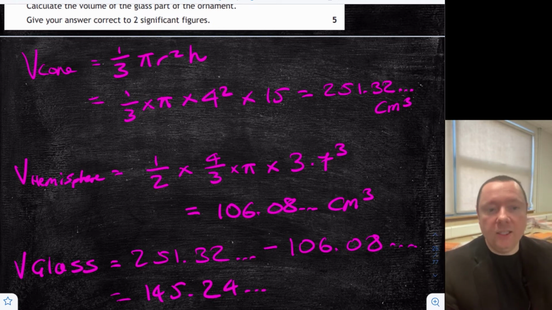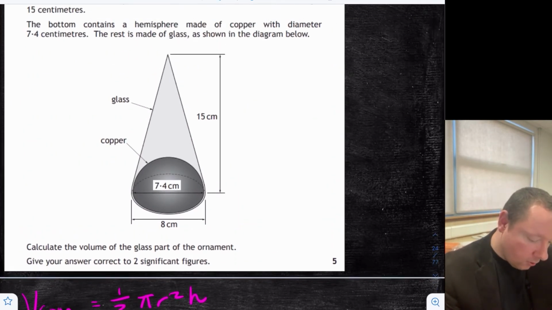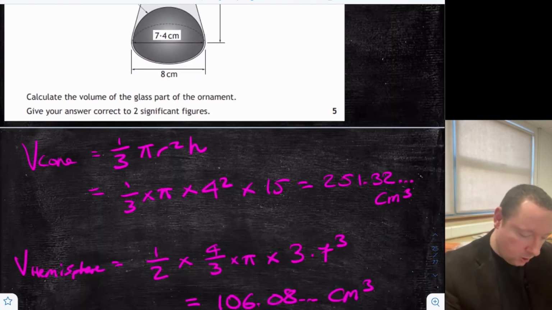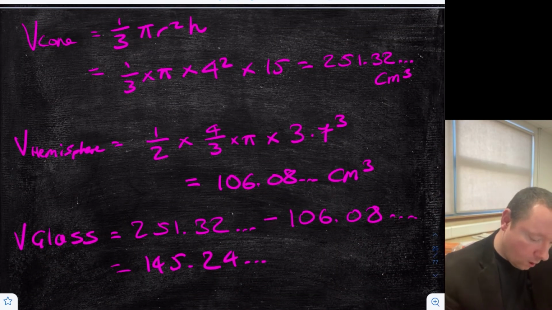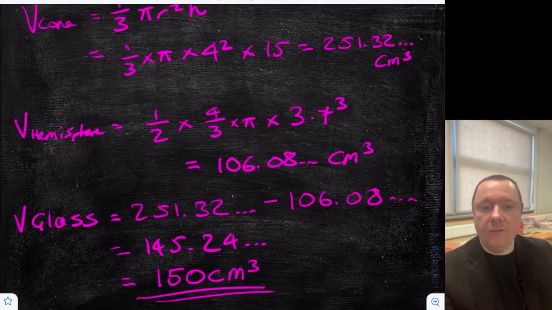And then we need to check if we have to round the answer. Round your answer to two significant figures. So that means I need to round 1, 2, cut here. So I get 150 centimetres cubed to two significant figures. And we're done there for our 5th mark.